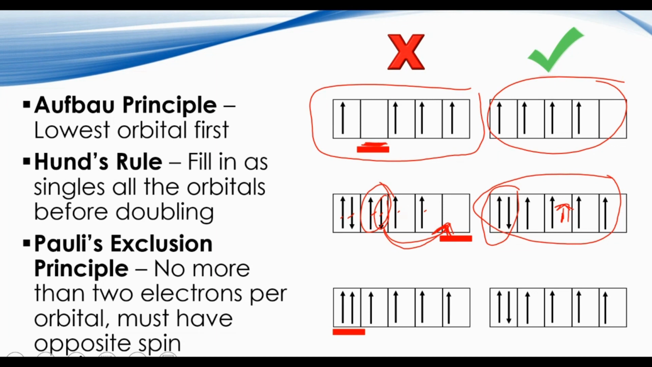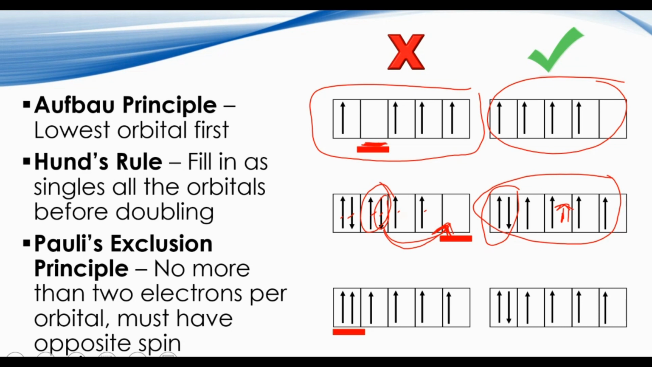Now, Pauli's exclusion principle again says that no more than 2 electrons per orbital. So you can never draw more than 2 arrows in any given orbital, assuming, of course, you've already filled up all the empty orbitals before. Now, another part of Pauli's exclusion principle says that they must have opposite spin. And like I said, this is just the idea that electrons are going to repel each other and going to be having opposite spins because of that repulsion. Now, on paper, again, we show that with the arrows in the direction that they're pointing.